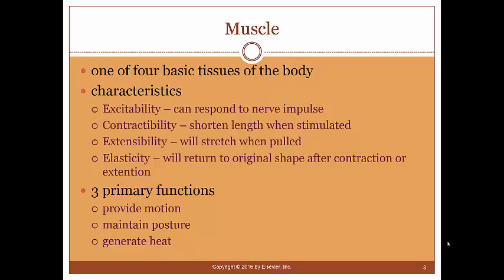So with excitability, they have the ability to respond to input from a nerve impulse or from another muscle contracting next to them. Contractibility, they have the ability to actually shorten their length. Extensibility, when pulled on, they have the ability to stretch. And then elasticity, they return to their original shape after either contraction or extension.